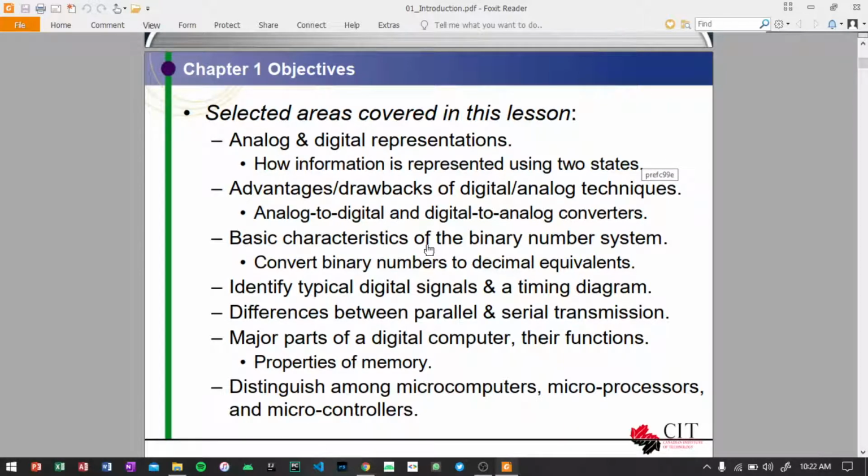We're going to begin with basic characteristics of the binary number system. Later on, with the next PowerPoint, we're going to cover BCD, binary coded decimal, which is really cool. We're going to define typical digital signals and time diagrams, the differences between parallel and serial transmission, the major parts of a digital computer and their functions, of course the properties of memory, and distinguish among microcomputers, microprocessors, and microcontrollers.